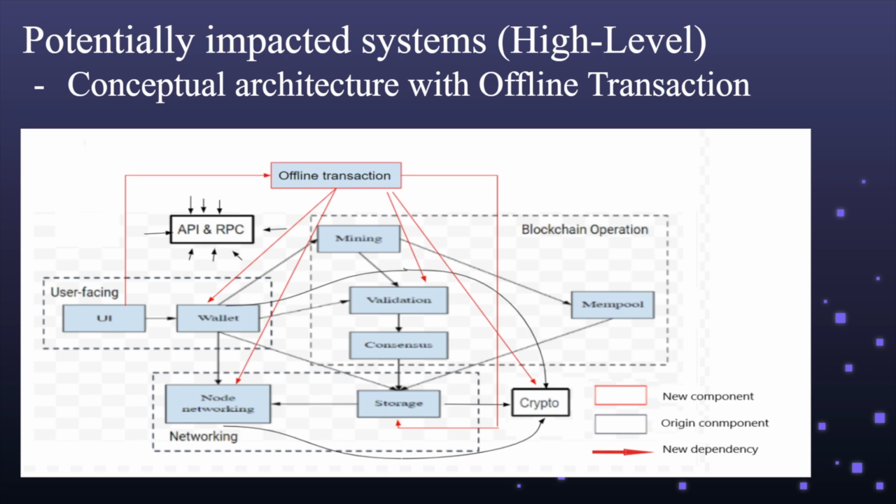In order to offer offline transaction functionality on Bitcoin Core, building a new offline transaction feature and connecting it with the original system by OOP architecture is a great approach, which benefits adding, removing, and maintaining it. It brings some new dependencies. UI depends on offline transaction. Offline transaction depends on node networking, wallet, validation, storage, and crypto.